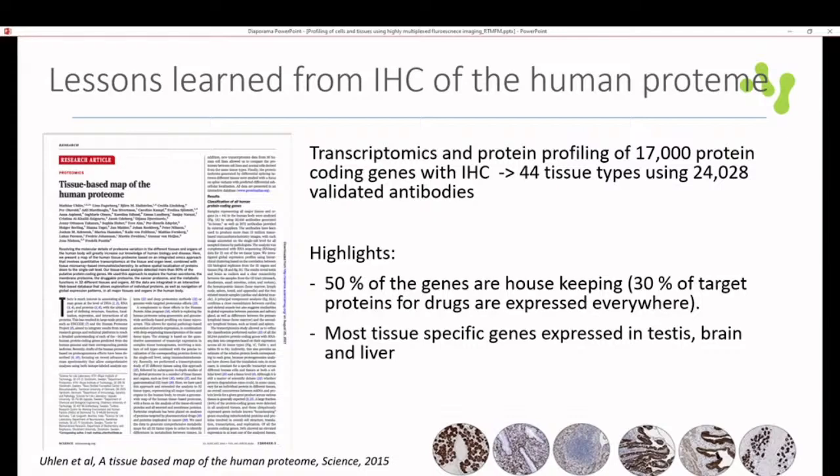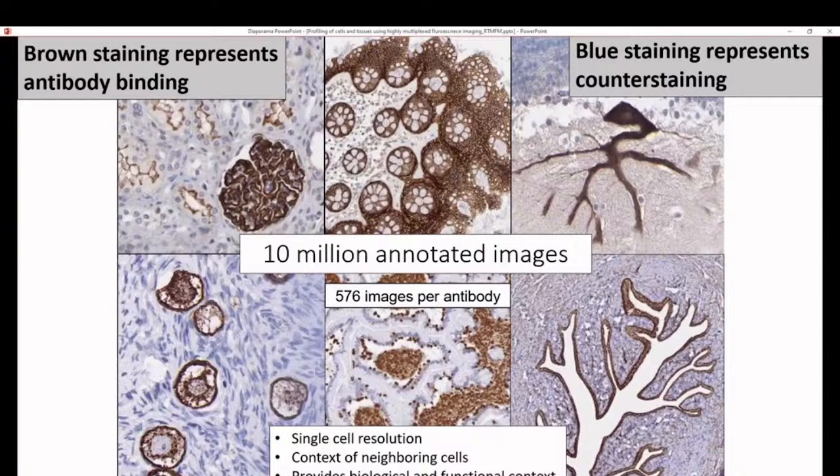If we look at the tissues that have the highest level of tissue-specific proteins, that is the genes that are expressed in testis, brain, and liver. And I said that this project took about 15 years to conduct until now. And that is because it's a very, very massive amount of data.